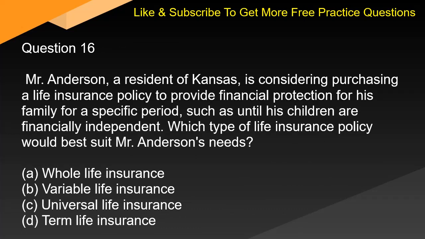Mr. Anderson, a resident of Kansas, is considering purchasing a life insurance policy to provide financial protection for his family for a specific period, such as until his children are financially independent. Which type of life insurance policy would best suit Mr. Anderson's needs? A. Whole life insurance. B. Variable life insurance. C. Universal life insurance. D. Term life insurance.